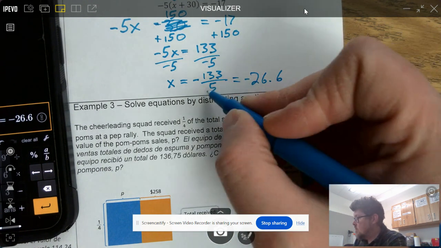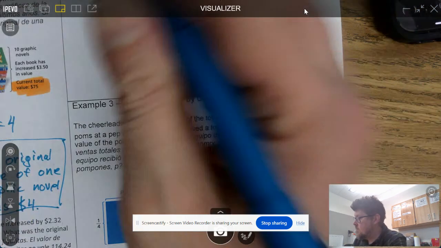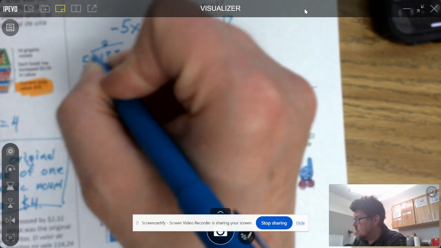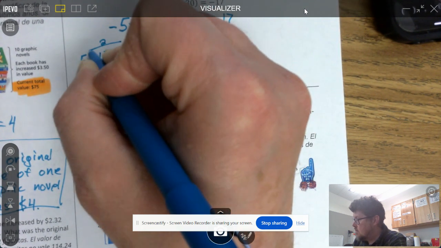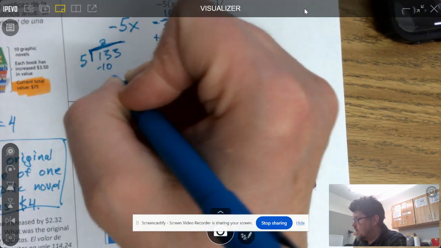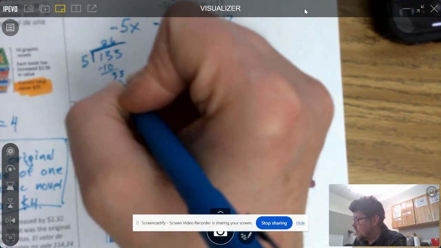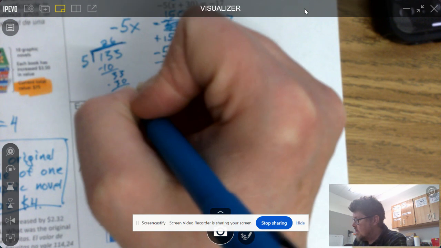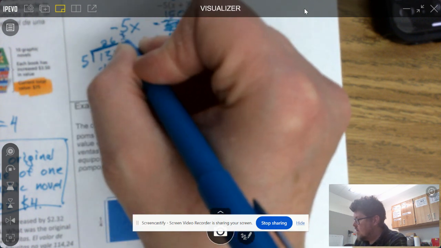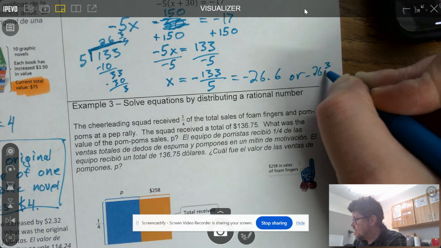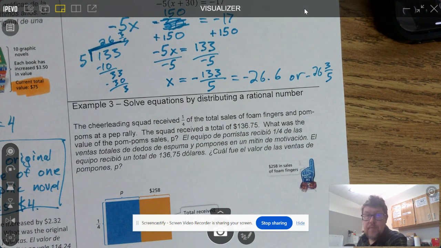We could also long divide it. Gosh, am I going to do long division here? Barf. 2, 10. Gets us to 33. That's 6. That's 30. Subtract. Now we've got 3/5. Okay. Or negative 26 and 3/5. So a couple different ways you can show that, right?